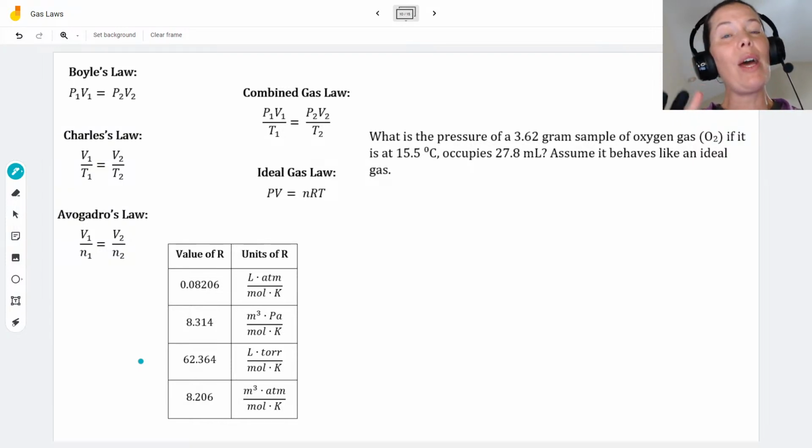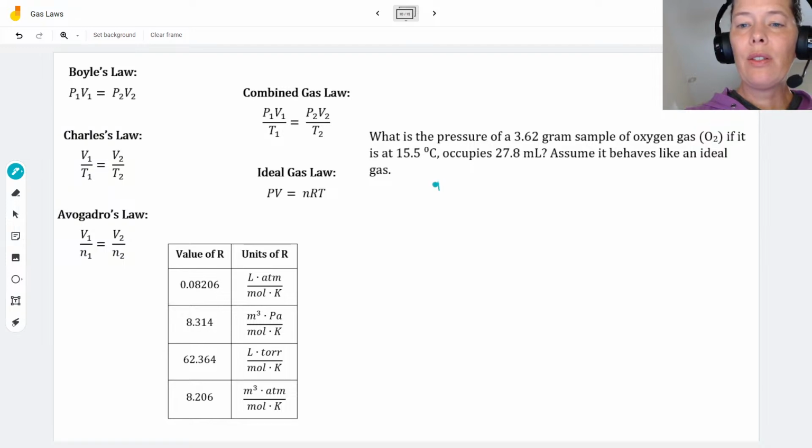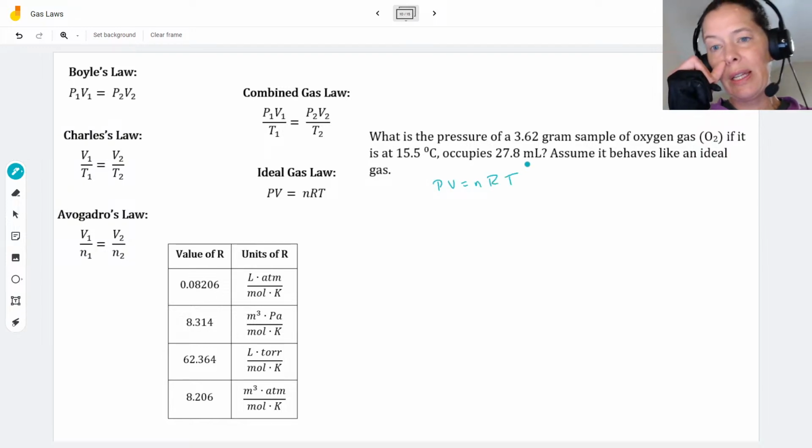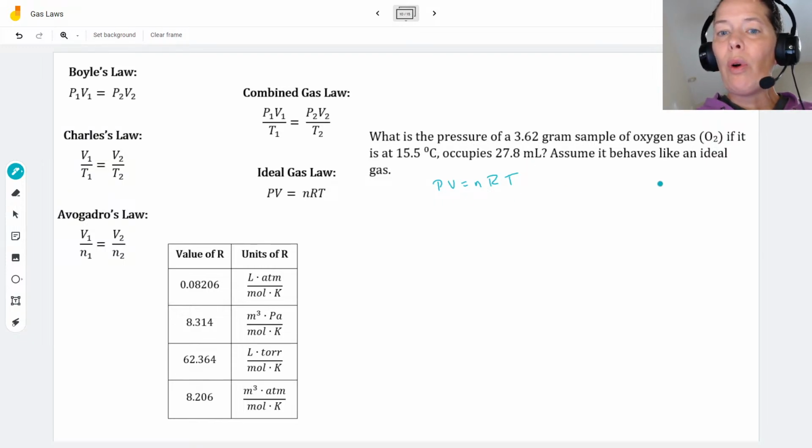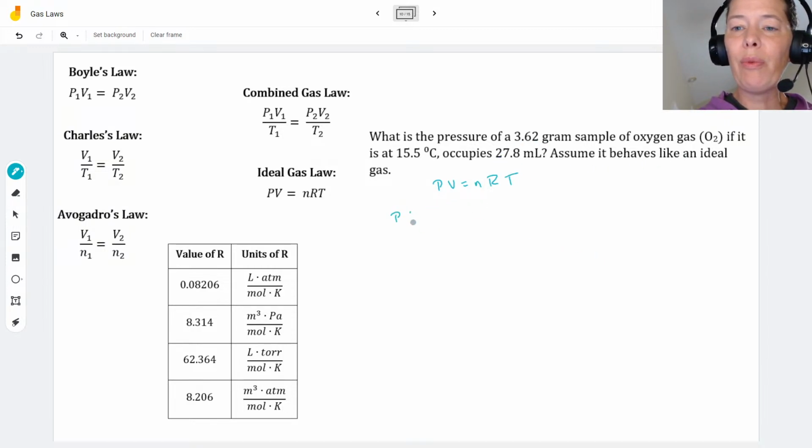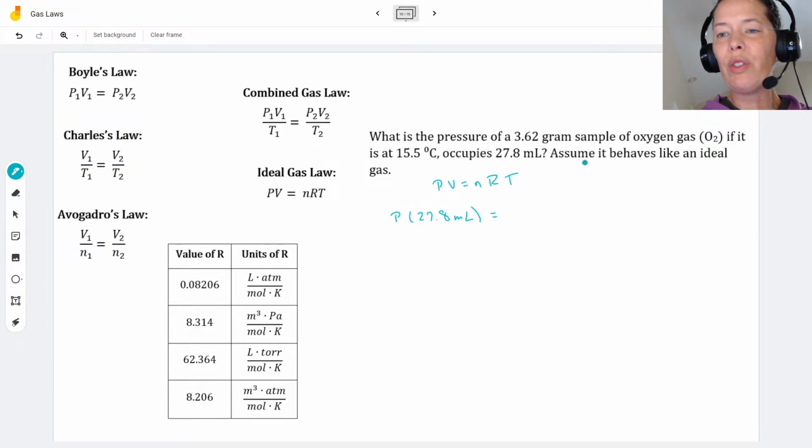So for this one, I'm going to go ahead and write down the ideal gas law and then make a connection to make it work. So here is our ideal gas law, and let's fill in what we know. We want to know the pressure, so pressure is going to be our variable. We do have a volume, 27.8 milliliters. Do we have a number of moles? No, we don't have a number of moles, so I'm just going to leave that alone.